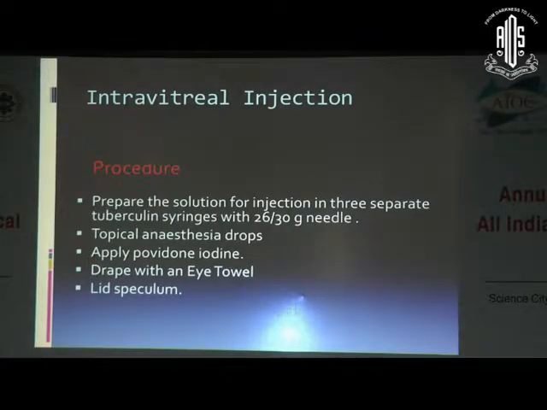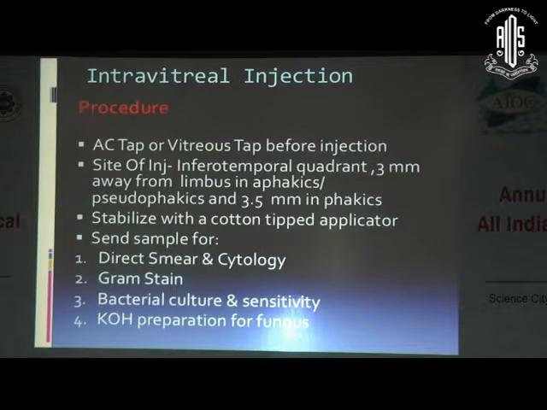So after preparing these injections in 3 separate tuberculin syringes and applying topical anesthesia drops, povidone iodine is used, and after draping, a lid speculum is used and the drug is injected. An AC tap or vitreous tap before injection should be taken to see what organisms are involved and their sensitivity, because these organisms may not be sensitive to the drugs that you're planning to give, and you may need to change those drugs if a repeat intravitreal injection is required once you obtain the sensitivity.